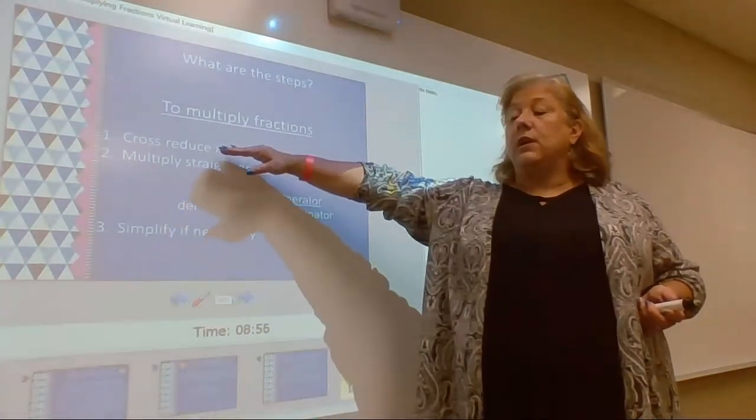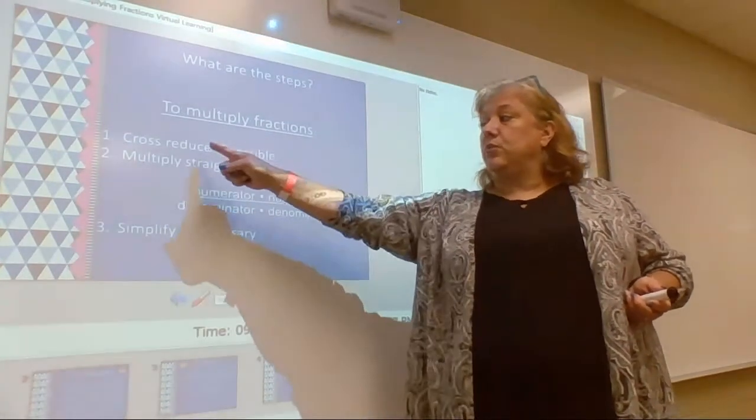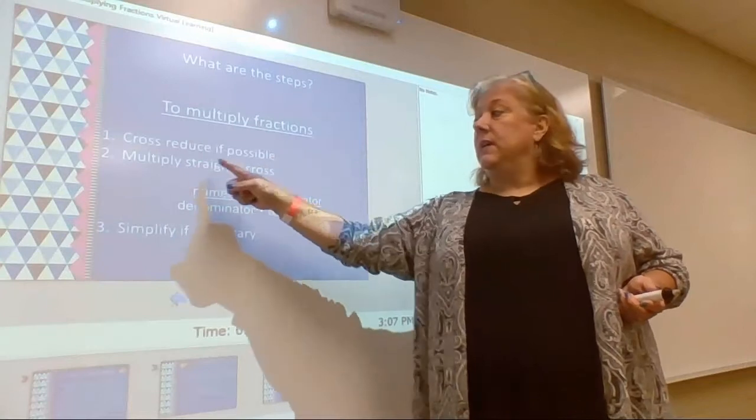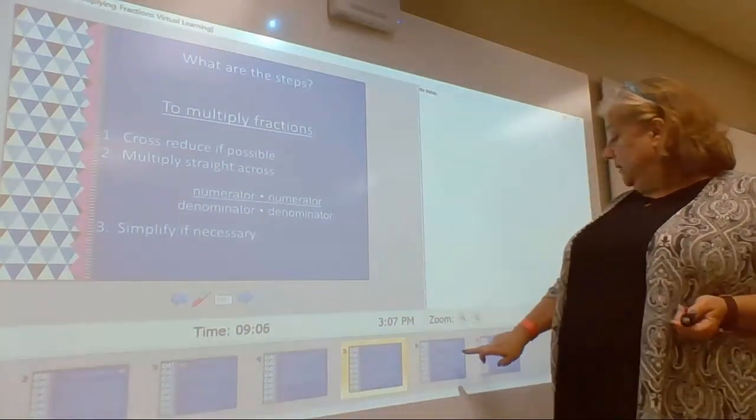Once again, if cross-reducing is a problem for you, then don't put this as your steps. This would be step 1, and this would be step 2. Either way.